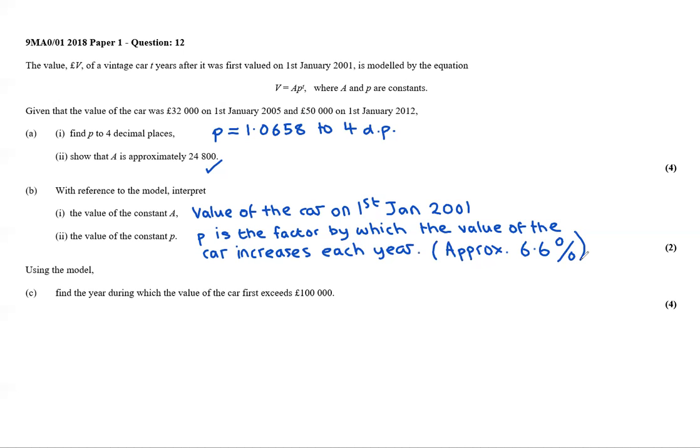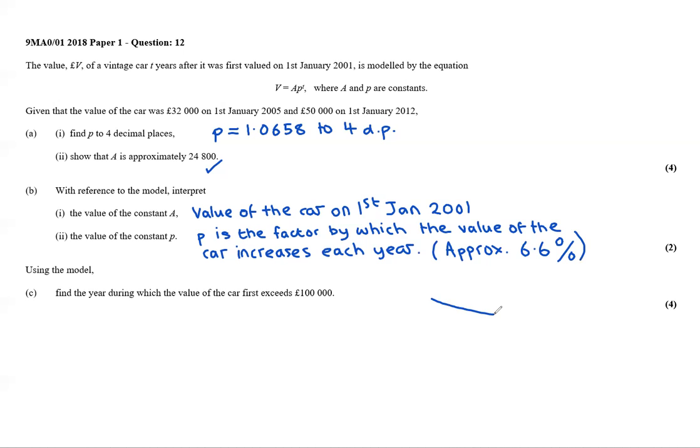For the 4 marks in part A, you would get a method mark for showing that P to the power 7 is 25 over 16, which I didn't state earlier, and you would get an accuracy mark for getting the correct value of P. You would also get a method mark for subbing in your value of P into one of those equations and for then showing that A is approximately 24,800. Okay, so it's 4 marks for all that.